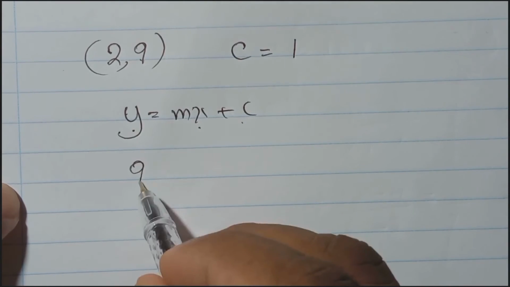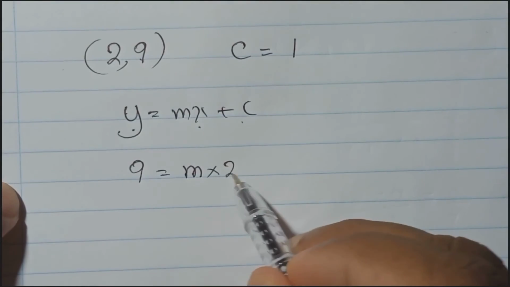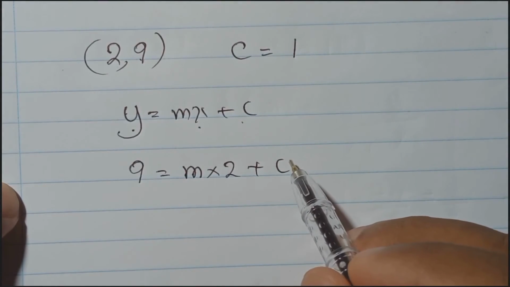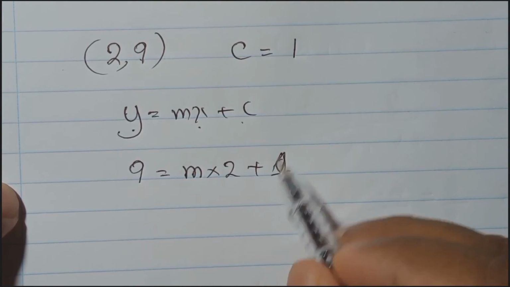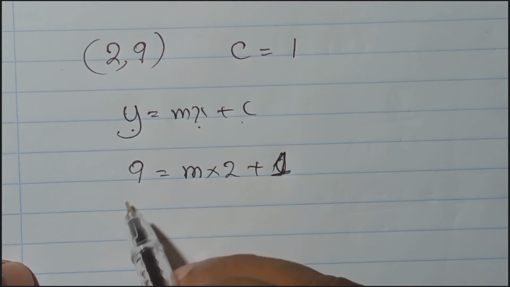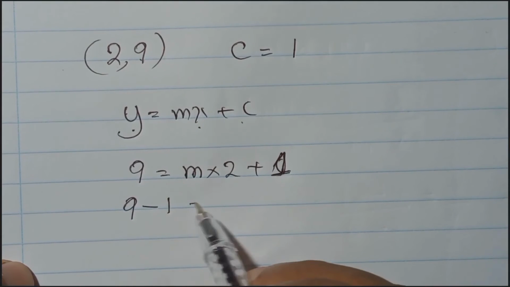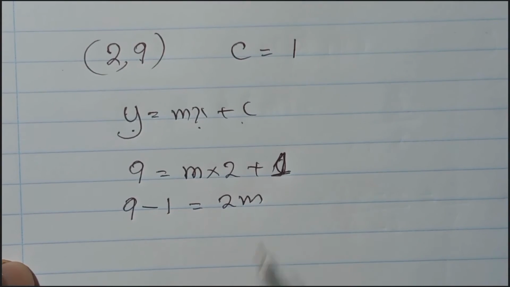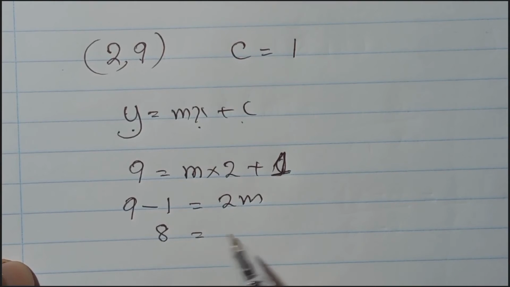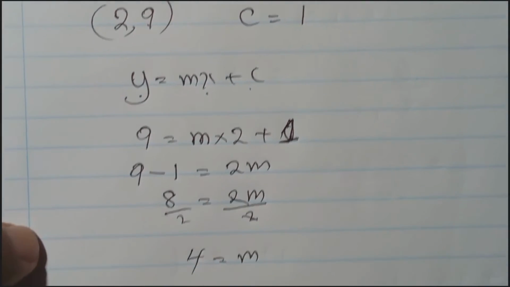It's not a big deal, right? M we need to find, so we don't know it. X value is 2 and c is 1. Sorry, c you need to replace with 1, right? C they given. Now you need to find what m is. So here 9, when I bring this plus 1 to here, it will be minus 1, and here 2m. Then here will be 8, here 2m, divide both sides by 2, so your m will be 4, right? Now the gradient is 4.